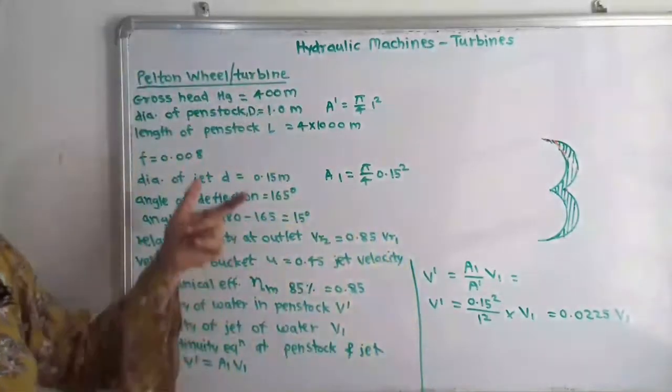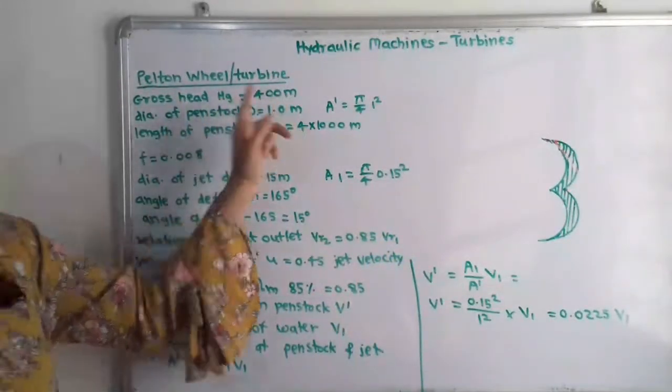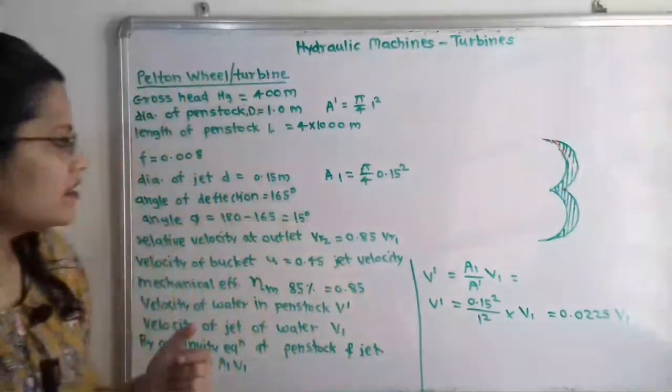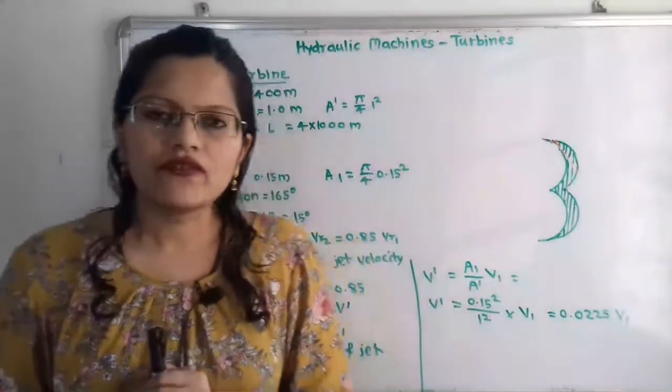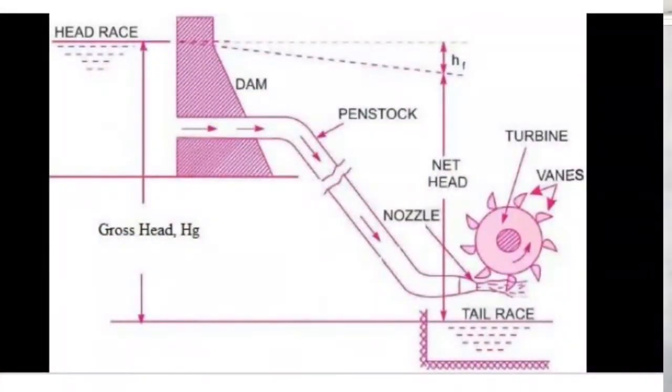Now if we observe here, it is given that the gross head Hg is equal to 400 meter and the coefficient of friction f is equal to 0.008. If we observe the diagram, the gross head is the head between the head race and the tail race. And how do we calculate the net head H? For that we first have to calculate the head loss due to friction. So H is equal to Hg, the gross head, minus the head loss due to friction, Hf. From the value of f we will calculate the head loss due to friction.